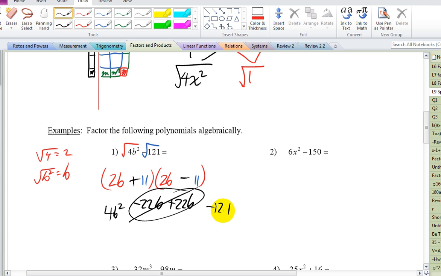Now, easy to take the square root, isn't it? Can you take the square root of the next one? What's the square root of 6? What's the square root of 150? I don't know what it is. So eventually you might get into something like that, but that's not where we're going yet. What do 6 and 150 have in common?